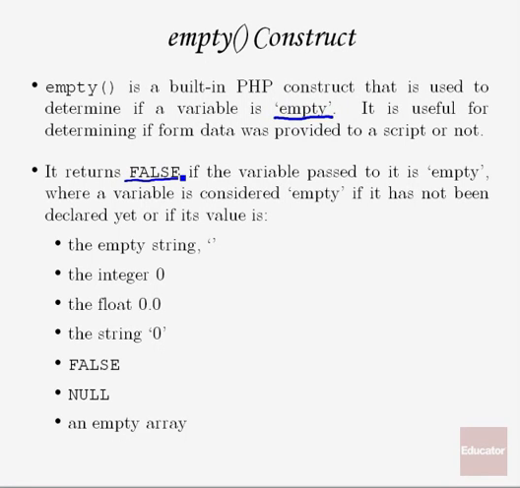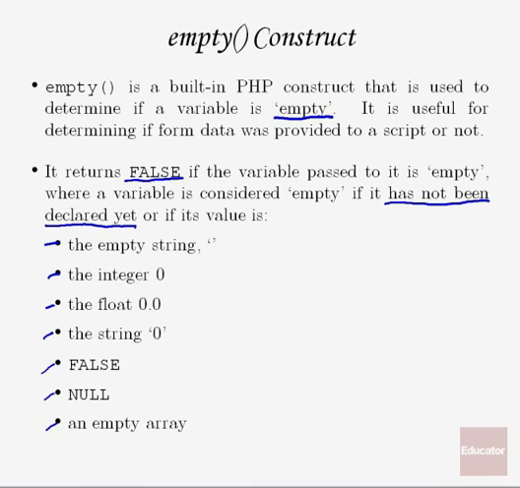So the empty construct will consider a variable to be empty if, one, it has not been declared, which is kind of like the isset statement, or if it's been declared but it has any of these values: the empty string, the integer or float 0, the string "0", false, null, or an empty array.